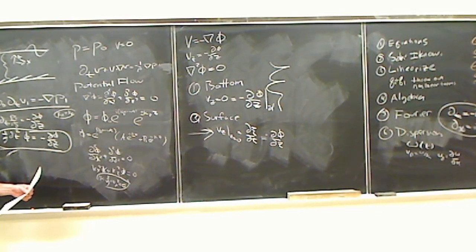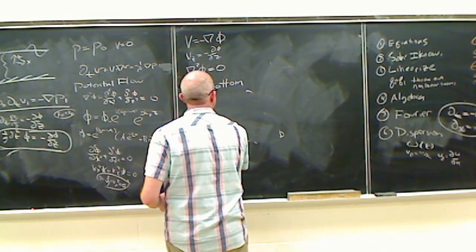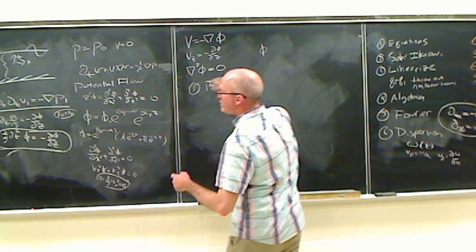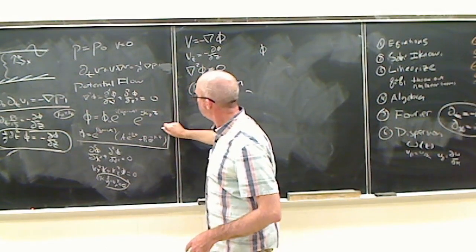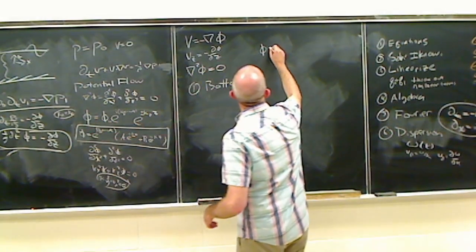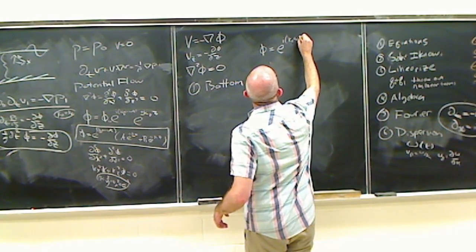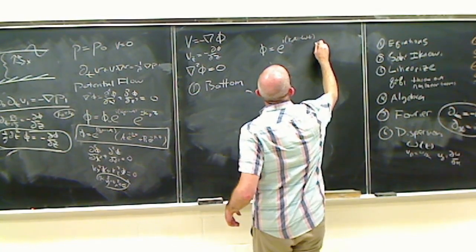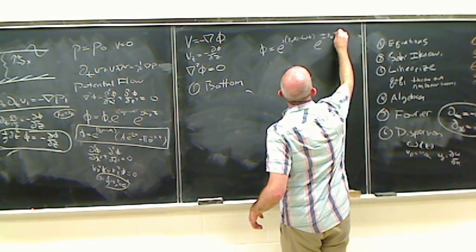Somewhat. Let me back up a step. I have this equation, phi. So this is the equation that we're going to solve. We're going to solve it using something like this. So phi has got to equal e to the i kx x minus omega t times e to the plus or minus kz z.